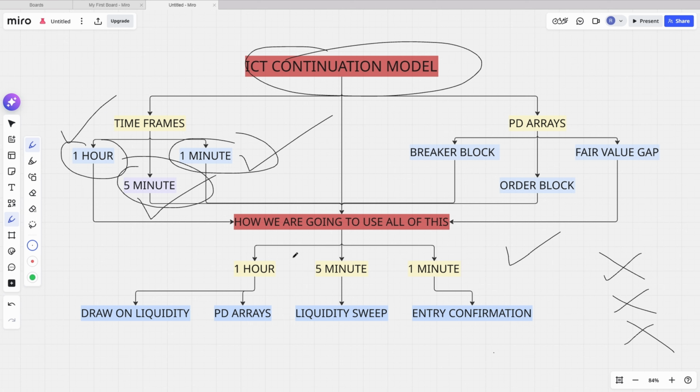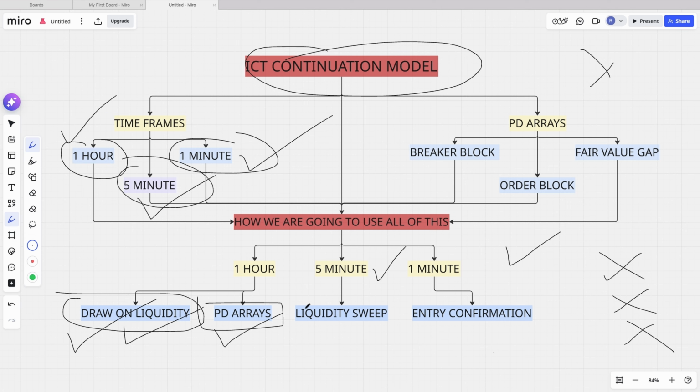The process always begins on the 1-hour time frame. The first objective is to identify the draw on liquidity and establish a clear directional bias. Without a draw on liquidity, no trade exists within this model. Once the draw on liquidity is defined, premium and discount zones are marked, and a price delivery array aligned with the direction of the draw on liquidity is selected as a point of interest. The model then transitions to the 5-minute time frame.